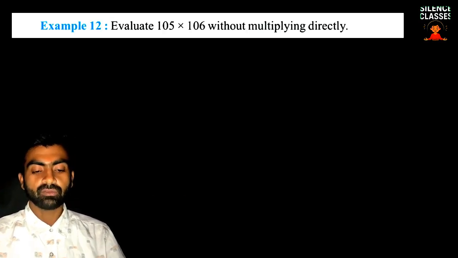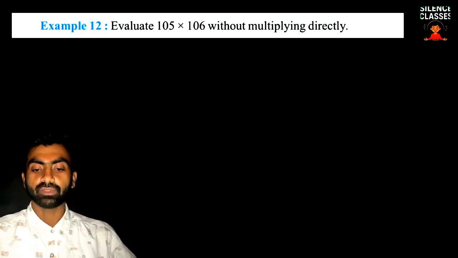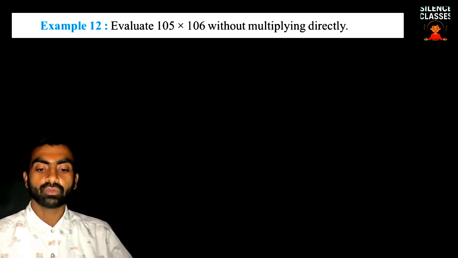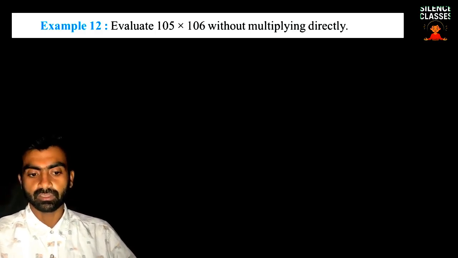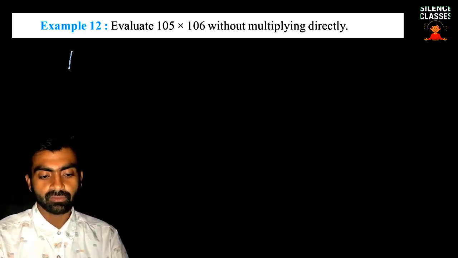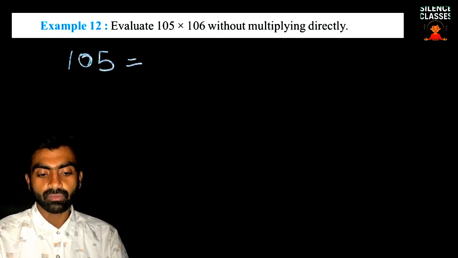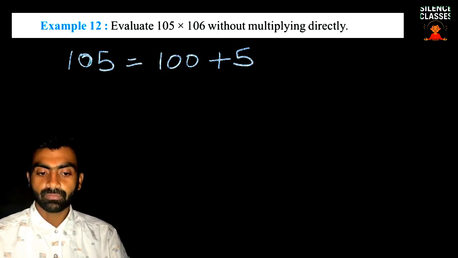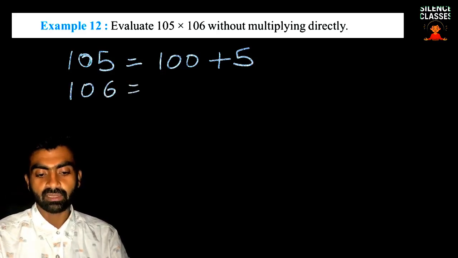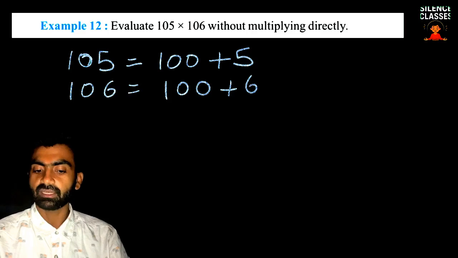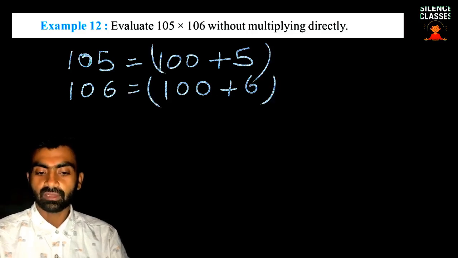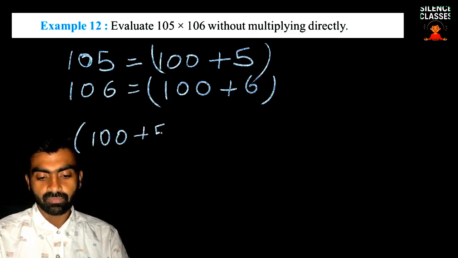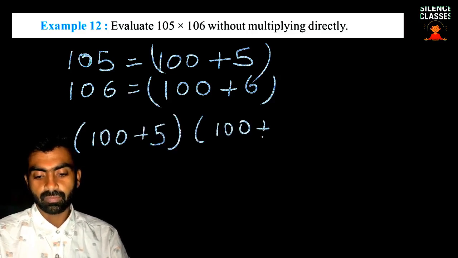Evaluate 105 multiplied by 106 without multiplying directly. Means we don't have to multiply directly. So we will split the terms. 105 we can write as 100 plus 5, and 106 we can write as 100 plus 6. So we can write 100 plus 5 and 100 plus 6.